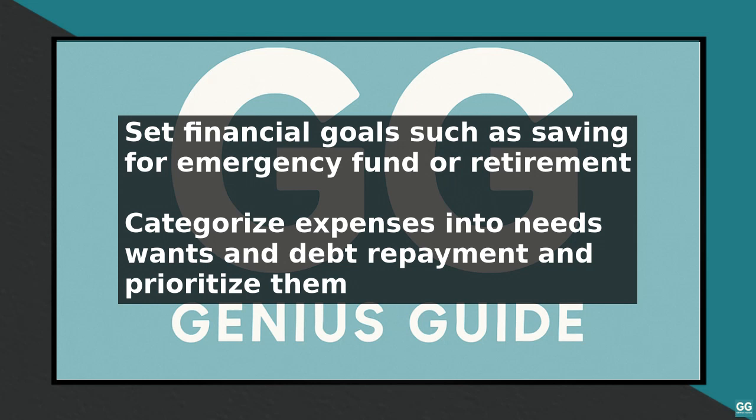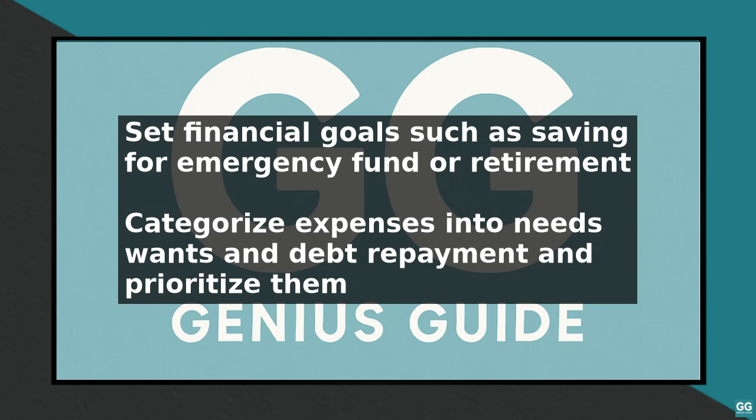Next, set financial goals, such as saving for an emergency fund, paying off debt, or building up your retirement savings. Categorize your expenses into needs, wants, and debt repayment, and prioritize them based on importance and urgency.